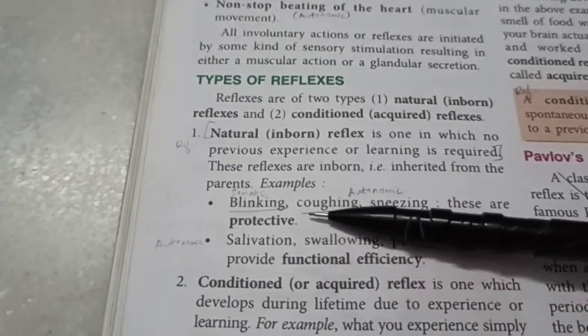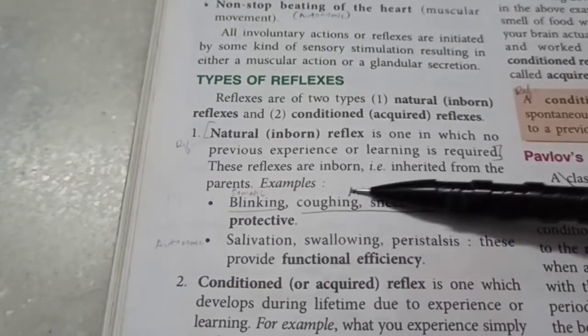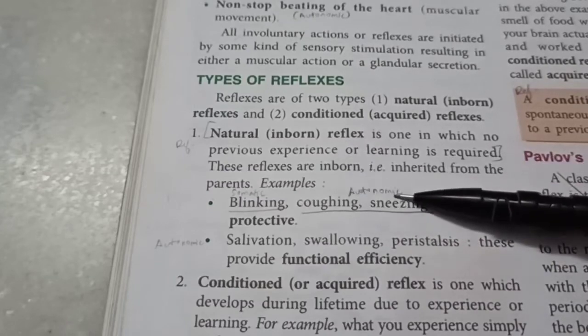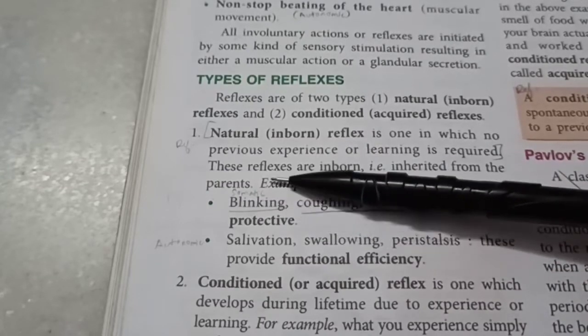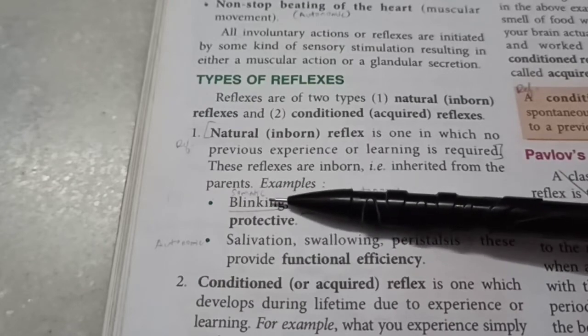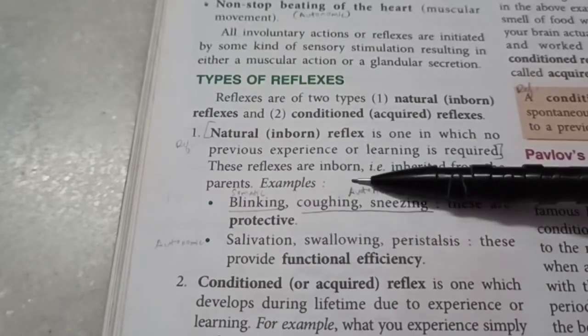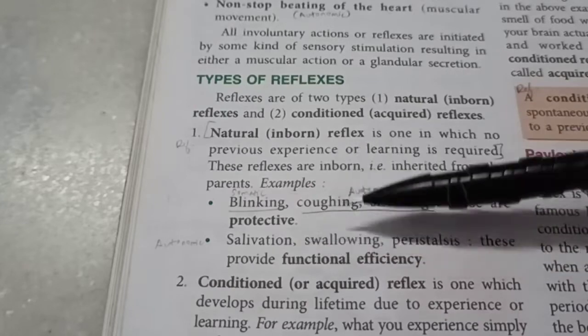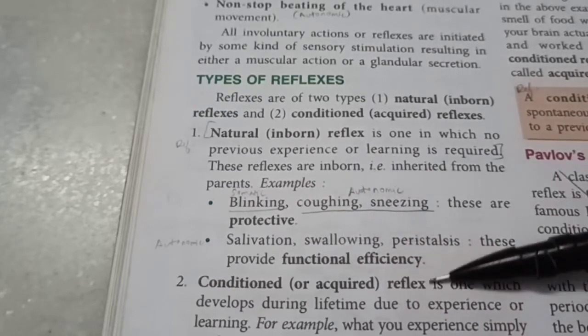For example, blinking, coughing, sneezing, we are born with these reflexes. Even babies start doing this, so they're autonomic. Whereas, by the way, blinking is somatic because we are using the same nerves which we use for voluntary blinking. Even salivation, swallowing, etc. are inborn. And what is a conditioned reflex?